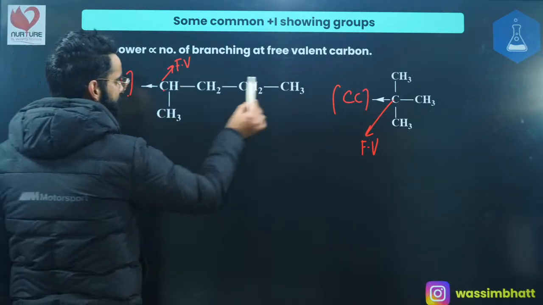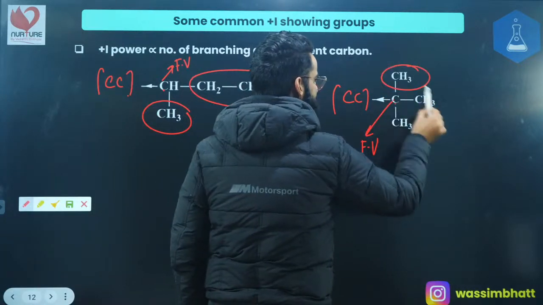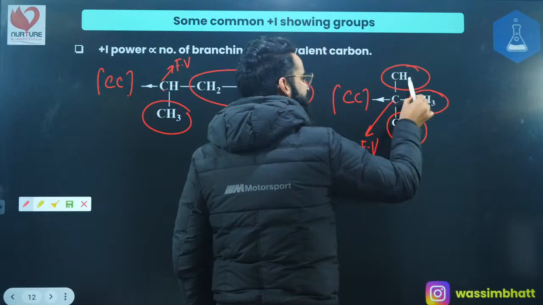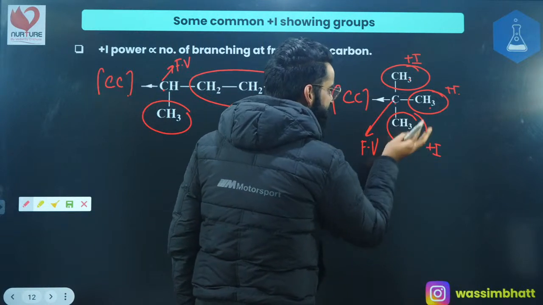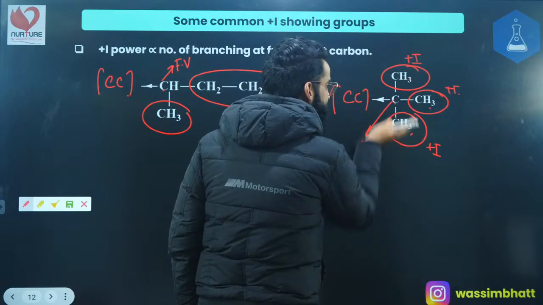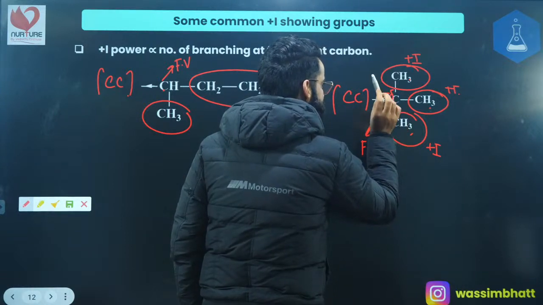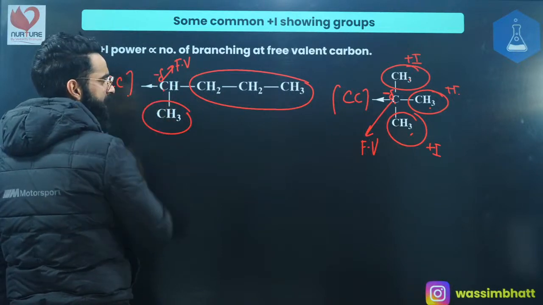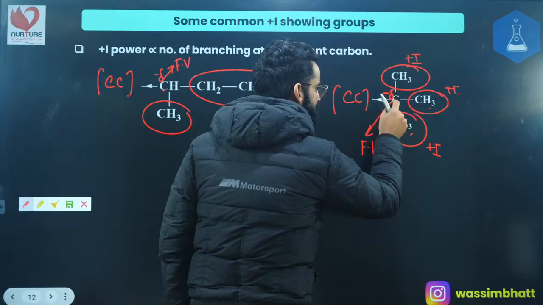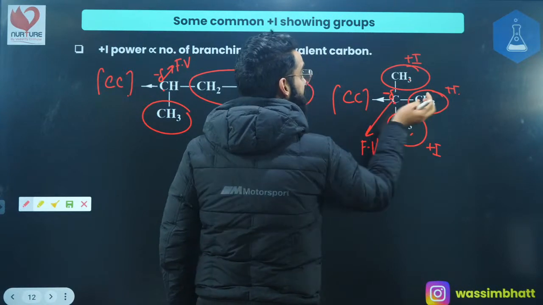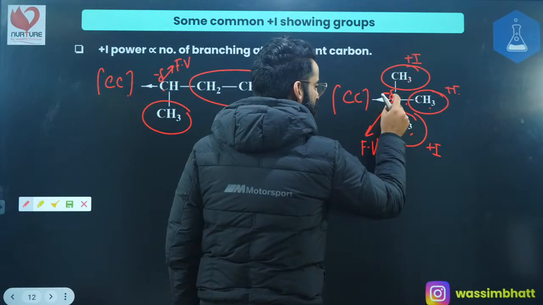Right? So at this free valent carbon, this is one branch, this is the second branch. At this free valent carbon, 1, 2, 3. And all these three individually show plus I. So they will increase the sigma electron density towards this carbon, due to which there will be negative charge on this carbon. Even there will be negative charge on this carbon as well, delta negative, but the magnitude of delta negative will be more here, because 3 electron donating groups are attached on the 3 sides. So negative charge magnitude on this carbon is more.